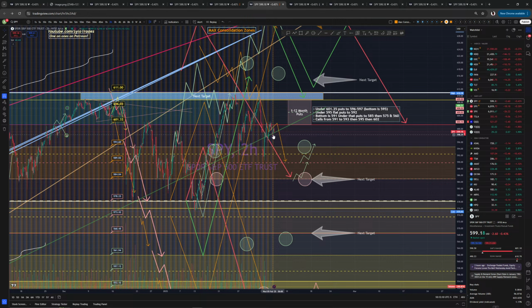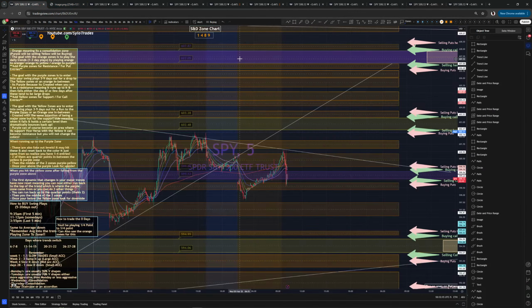And if you get sold off from where we're currently at, below this green line here, you're going to fall straight down to 594. Got that, family? 594.